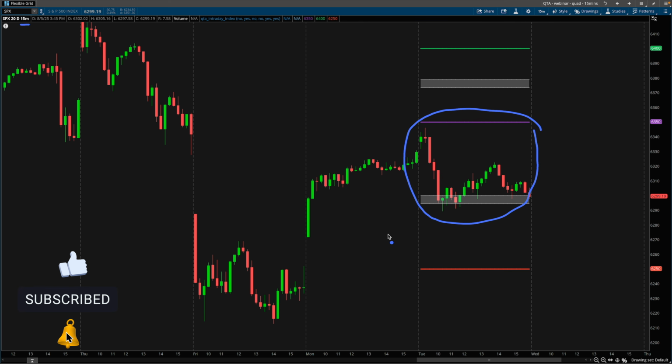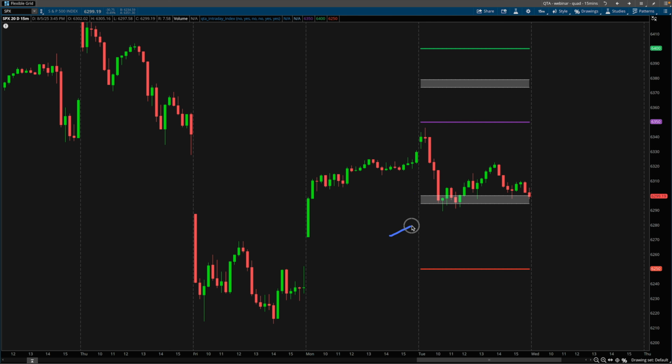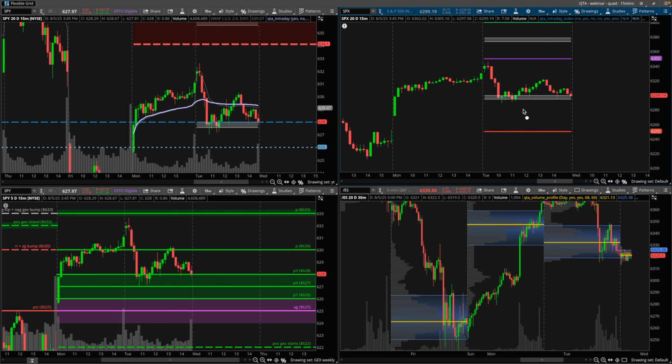Using gamma exposure as an edge, it can help us with identifying key places for where we want to enter and exit our trades. Confluence is the name of the game. So this is the SPX here. This is the SPY at the same time. This is the SPY with some advanced gamma exposure levels marked off from the start of the week.